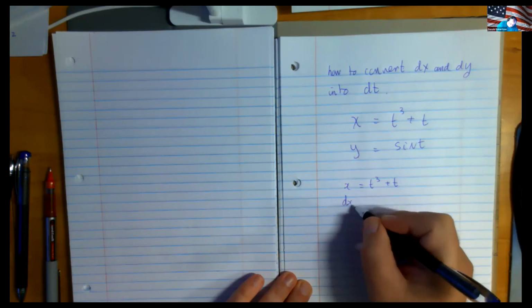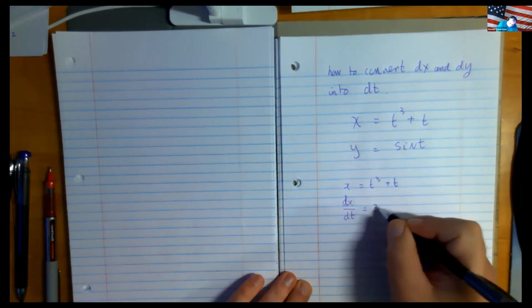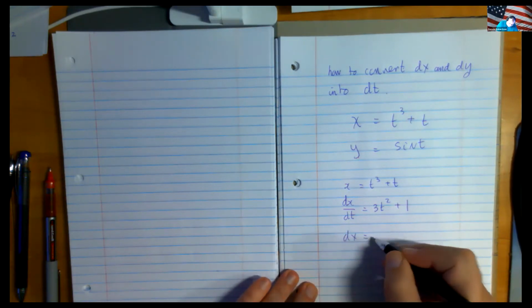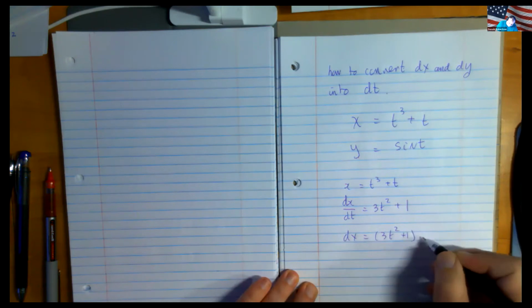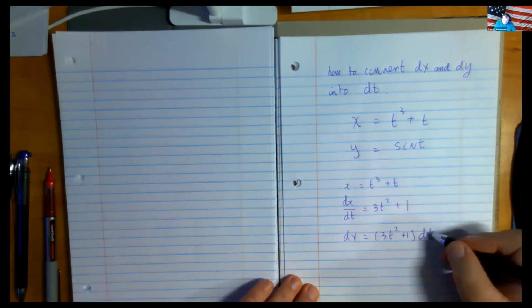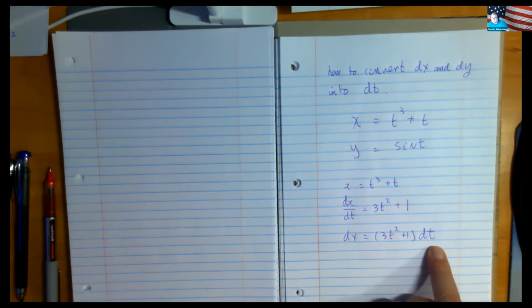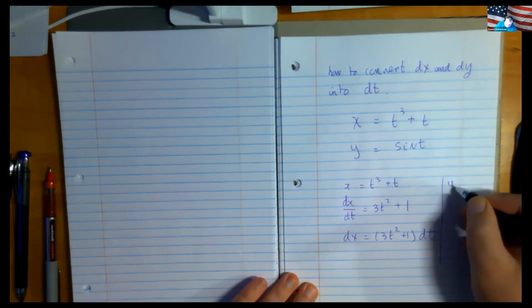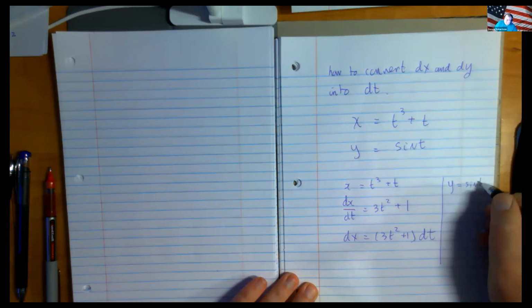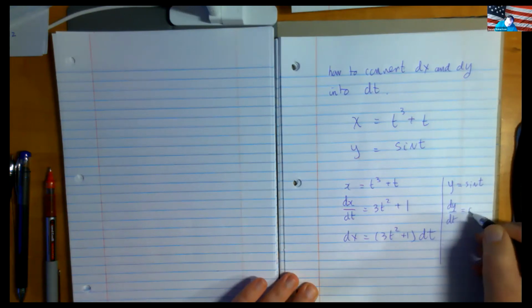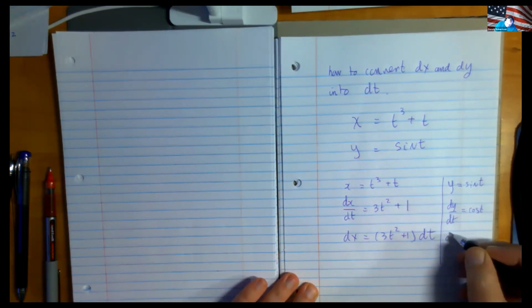If I differentiate this guy with respect to t, don't you get 3t squared plus 1? And won't dx then be 3t squared plus 1 dt? I have now converted dx into t's. Now, y was sine of t. So differentiate y with respect to t, you get cosine t, and do the little crossover thing.